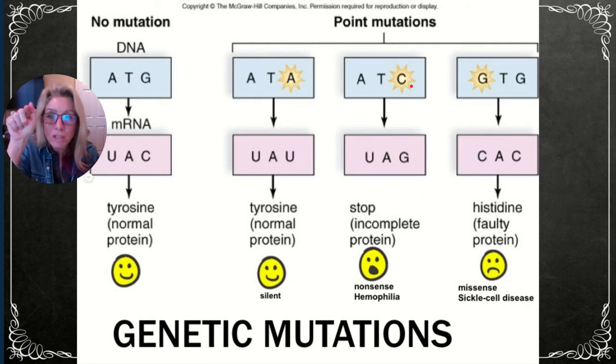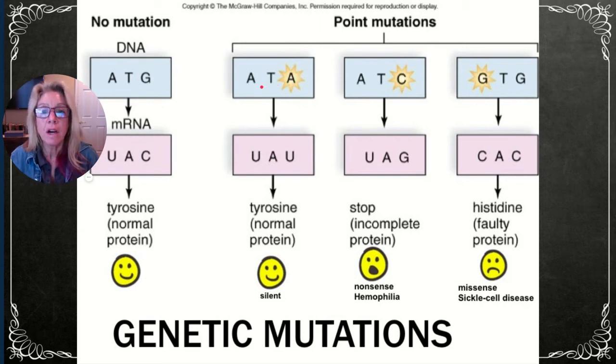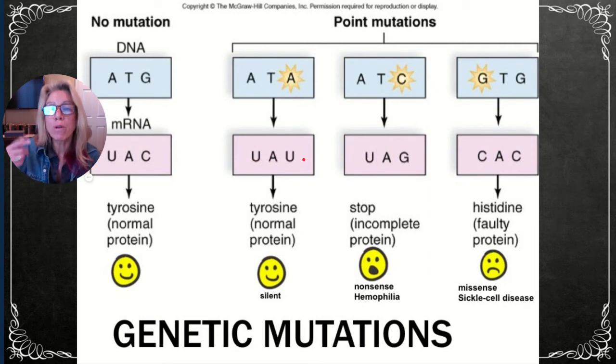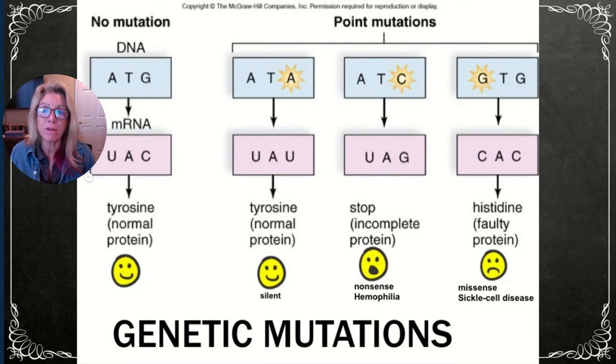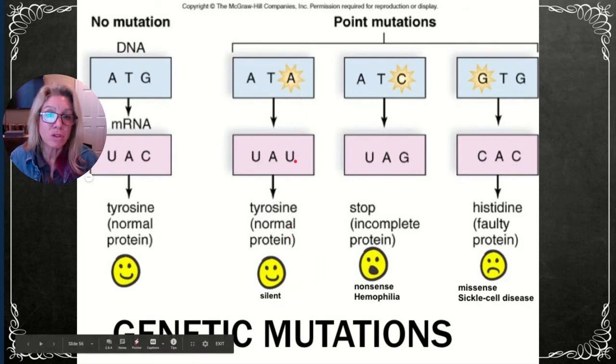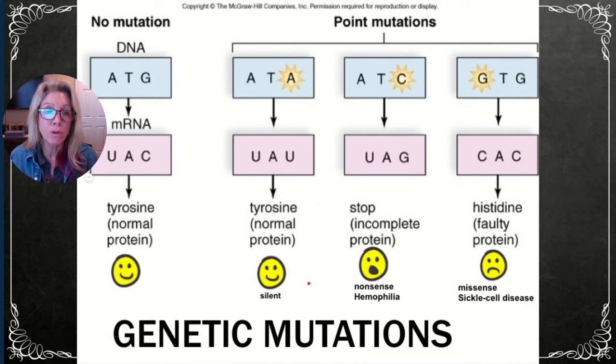Now, what I'm talking about right here are what's called point mutations. You can point to a single nucleotide that has an error in it. In this case, your DNA is ATA, so when you make your codon, instead of being UAC, it's UAU. Remember how we talked about how most amino acids can be coded by more than one codon? So you will still get tyrosine. This is called a silent mutation because it's wrong, but it still gave you the right amino acid, so you still have your normal protein.